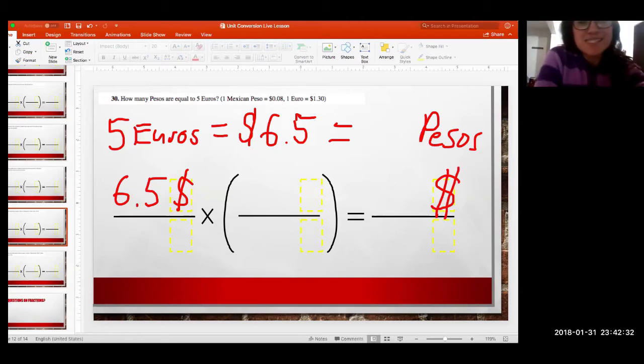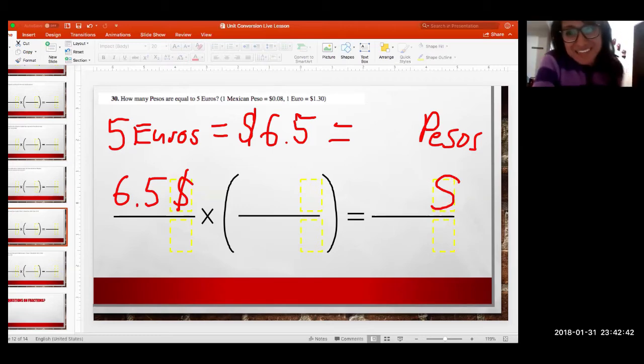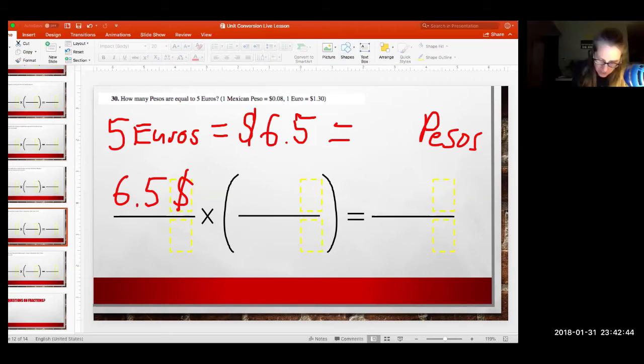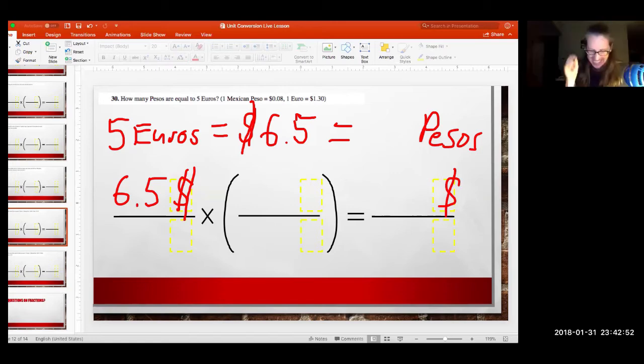Yeah, but that's the sign for dollars, and pesos is only with 1 line. Okay, hold on. I'm learning something new. So dollars is going to have 2 lines, and pesos is going to have 1 line. Is that good? Okay. So we want to get rid of the dollars, and we want pesos.